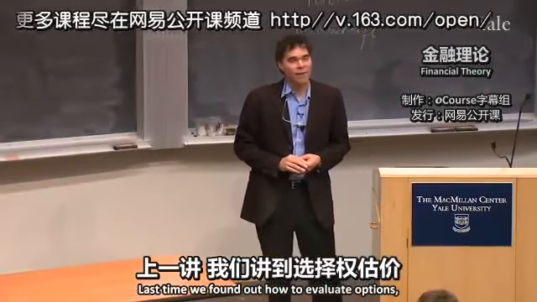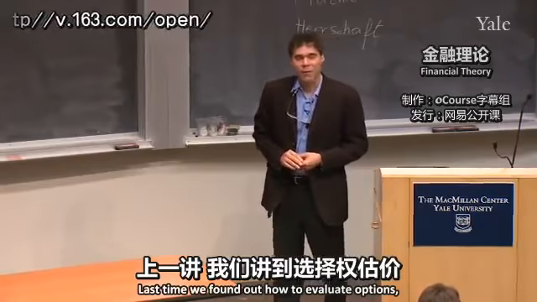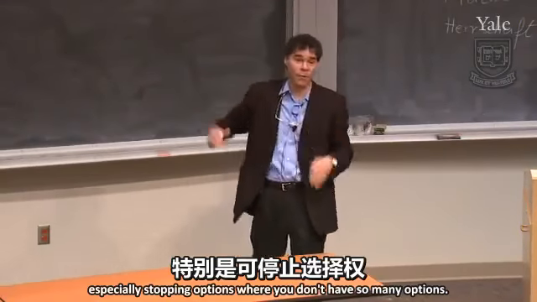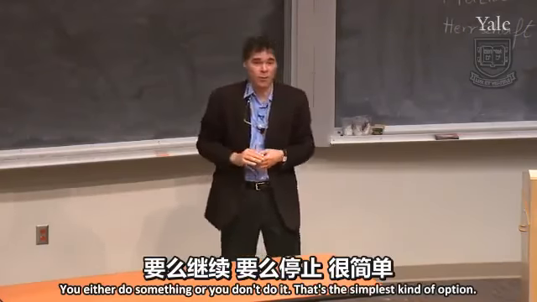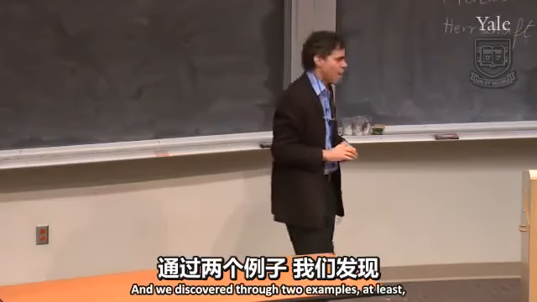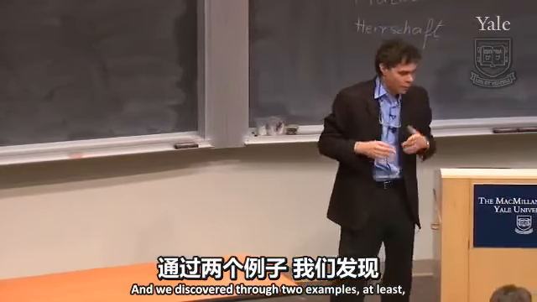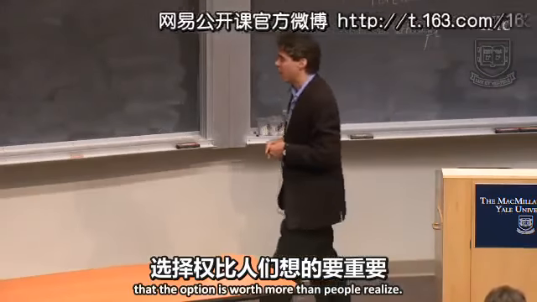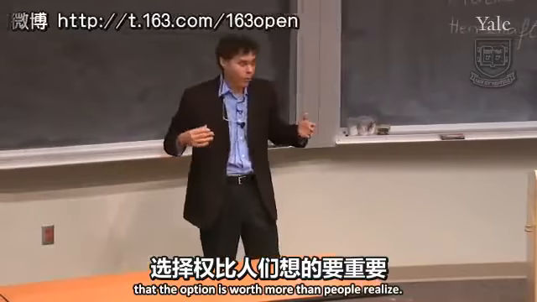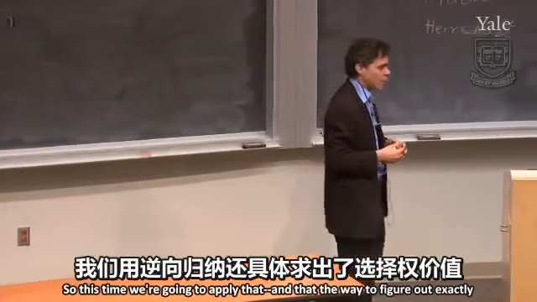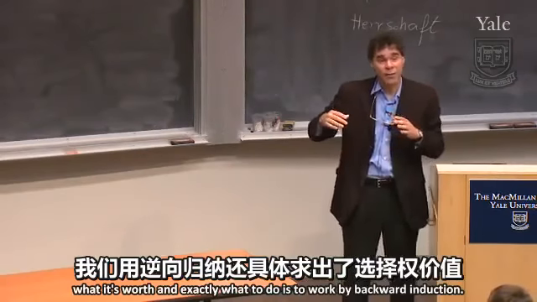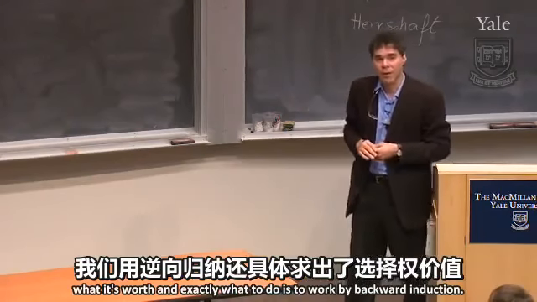Last time we found out how to evaluate options, especially stopping options, where you don't have so many options. You either do something or you don't do it. That's the simplest kind of option. And we discovered through two examples at least that the option is worth more than people realize. So this time we're going to apply that, and the way to figure out exactly what it's worth and exactly what to do is to work by backward induction.